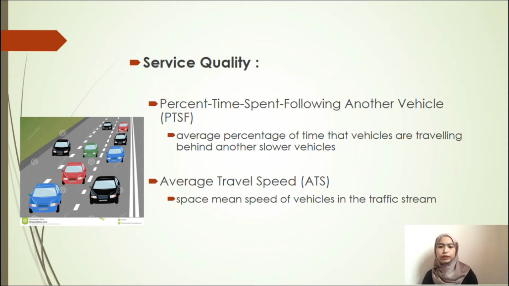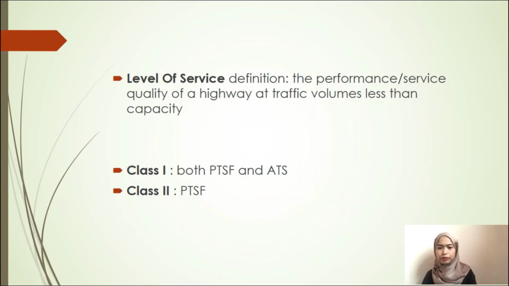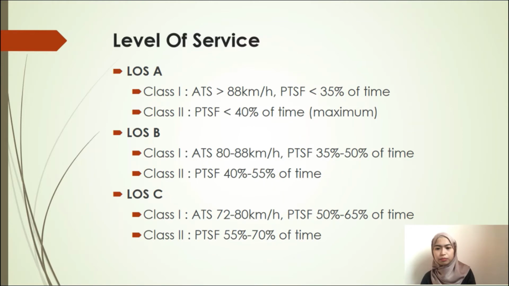Level of service expresses the performance of a highway at traffic volumes less than capacity. Level of service for Class 1 highways is based on two measures, PTSF and ATS, while level of service for Class 2 highways is based on a single measure, which is PTSF. Level of service criteria are applied to travel during the peak 15 minutes of travel and on highway segments of significant length. Level of service designations are from A, the highest, to F, the lowest.